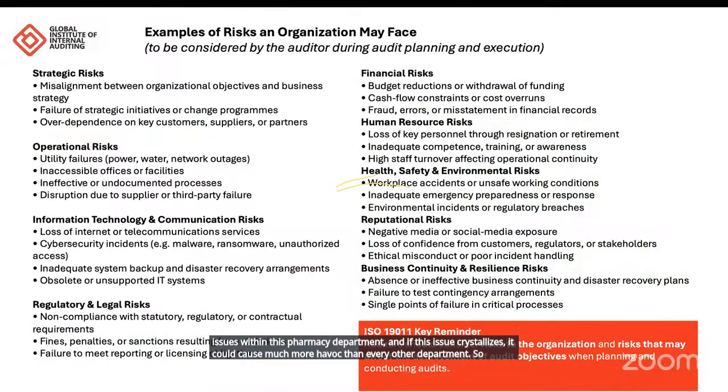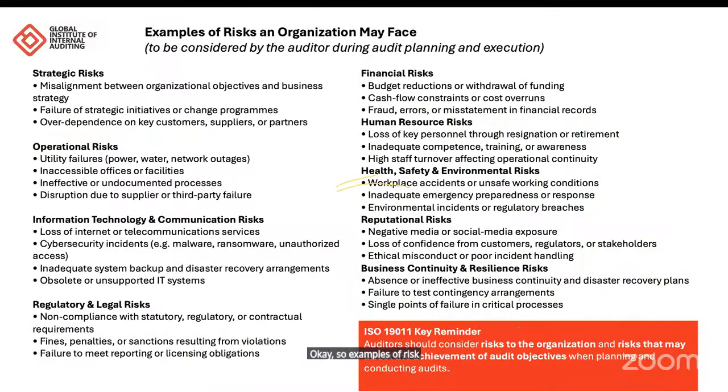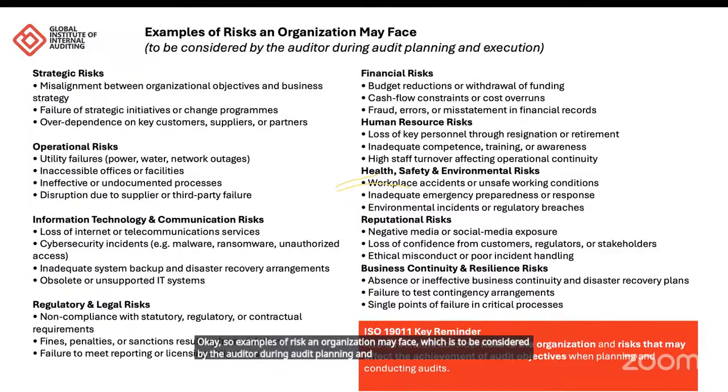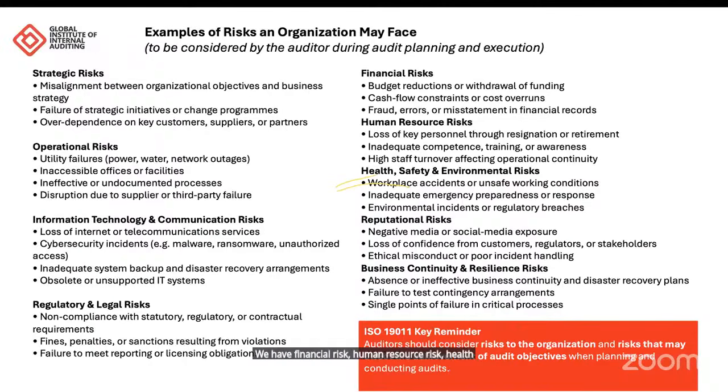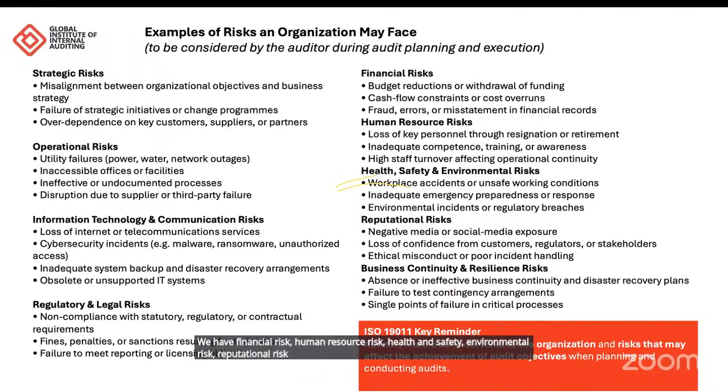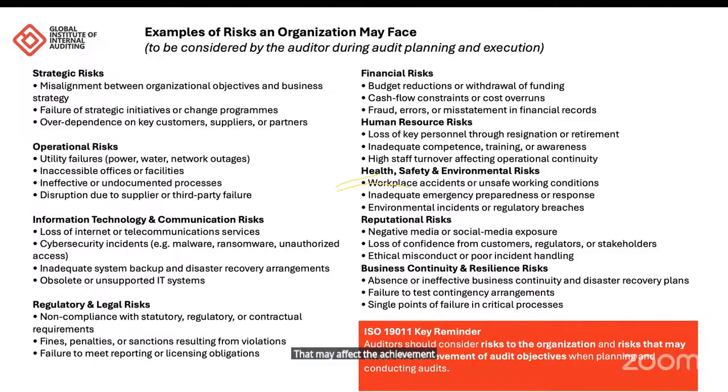So, examples of risk an organization may face, which are to be considered by the auditor during audit planning and execution: we have strategic risk, operational risk, information technology and communication risk, regulatory and legal risk, financial risk, human resource risk, health and safety environment risk, reputational risk, and business continuity and resilience risk. ISO 19011 key: auditors should consider risk to the organization and risks that may affect the achievement of the audit objective when planning and conducting audits.